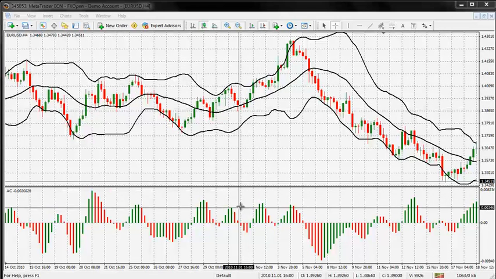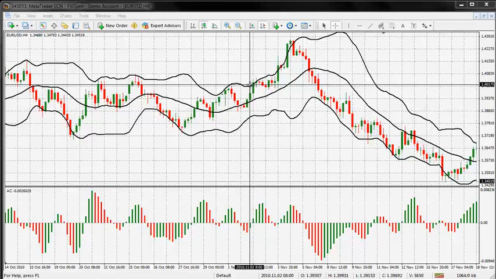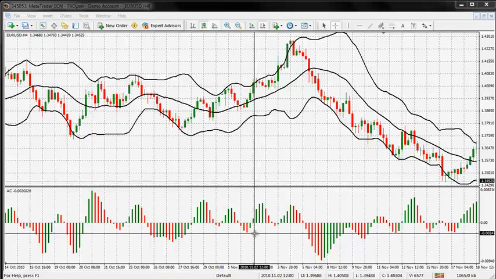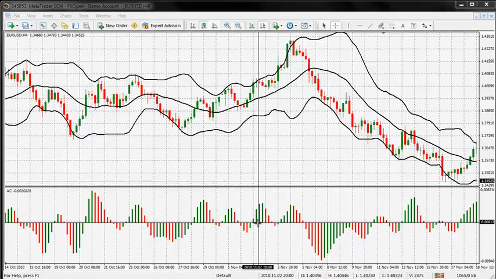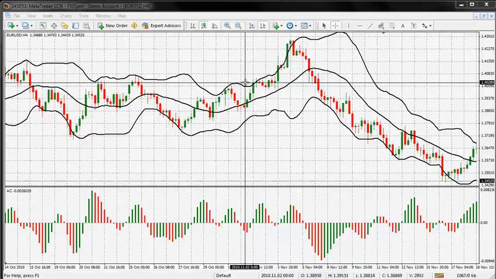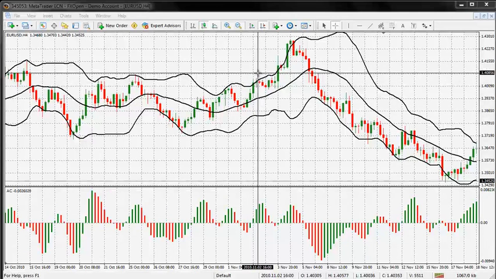All right, so there's our first rule. Wait for the break above, and we also need to see the indicator down at the bottom be above the 0 level, and it needs to be the first bar, so we can go long on the next candle.